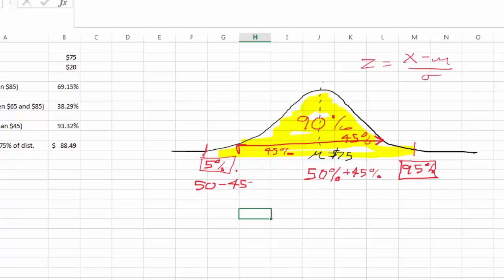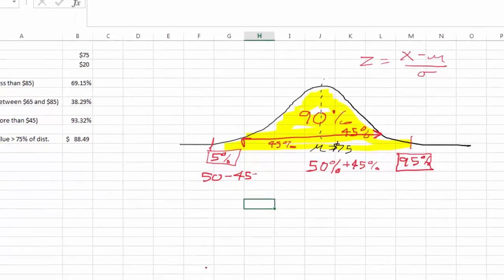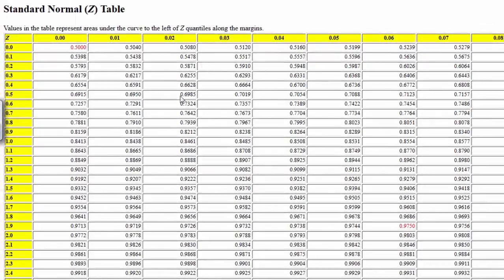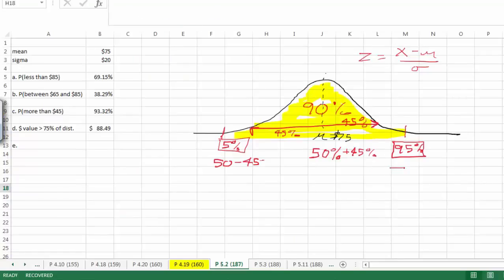Another thing I could do, now if I was doing this the old-fashioned way, I'd have to go back to my Z table and find 95%. Now where is 95%? 95% is going to be somewhere pretty much halfway in between these two values here. So I could just take the midpoint, 1.645. So I know my Z up here equals 1.645.